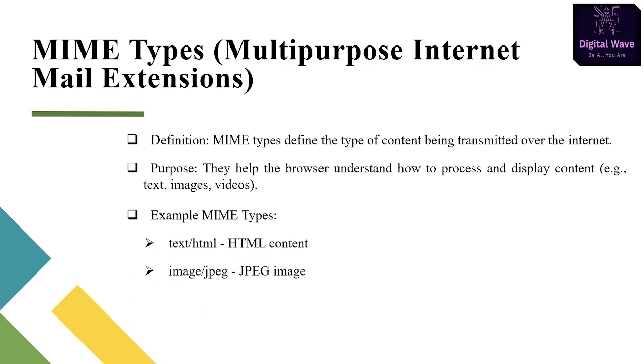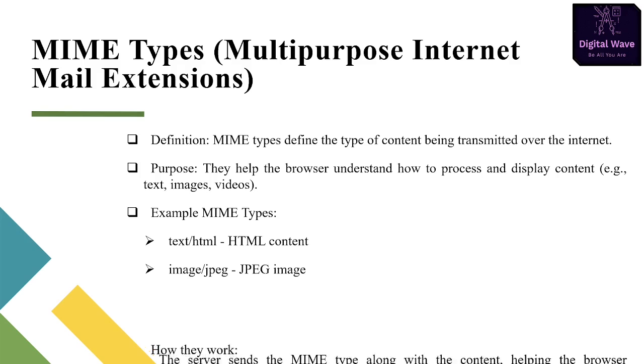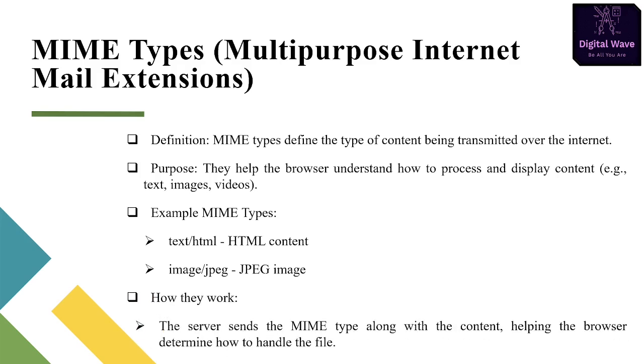Okay. Examples of MIME types: if you are talking about a text file, it is text/html. So text is the type and HTML is the subtype here. This denotes HTML content. Similarly, image/jpg denotes JPG images. Okay. So these MIME types work with the server end. So how do these MIME types work?